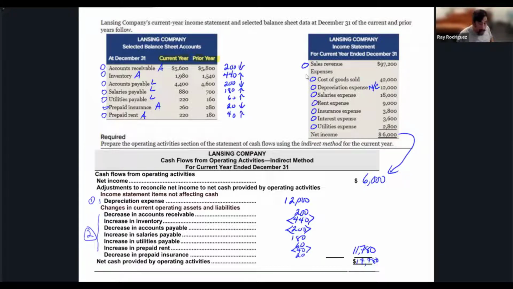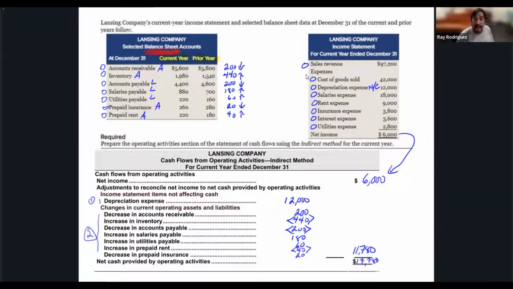So first, and I've already got it marked up here, so I'm just going to talk through it. First, we take our balance sheet and we find our increases and decreases. Again, make sure that you know which column is current year and which column is prior year, so you're properly doing the increases and the decreases. For example, accounts receivable started at 5,800 and ended at 5,600. So decreased by $200. We do that for all of these accounts.